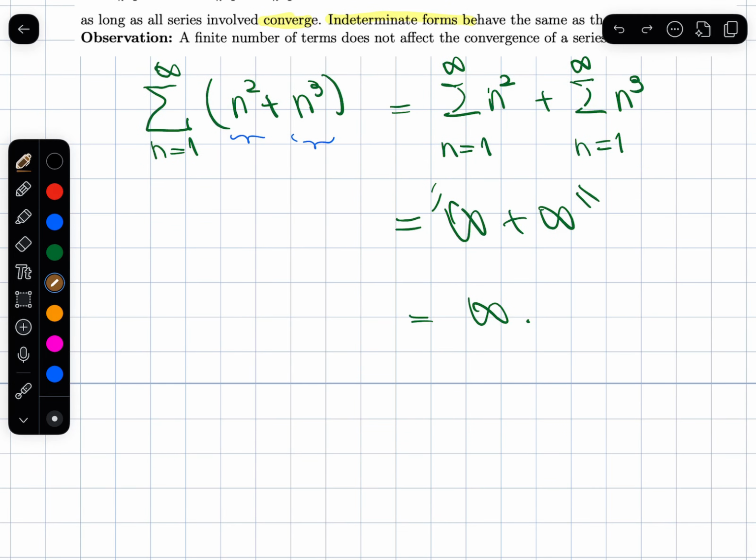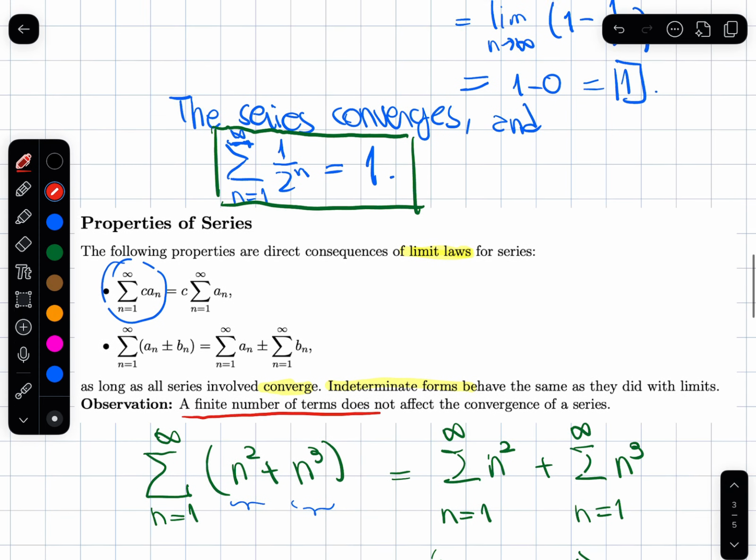However, if I have something like this, then if I split again, this would be infinity minus infinity. And now this is an indeterminate form. I have to take care of it differently. And throughout the next few days and weeks, we're going to discuss how to deal with more complicated forms that series can have. My last observation is this, that a finite number of terms does not affect whether a series converges or diverges. It will converge the same way if it converged before, and it will diverge the same way if it diverged before.